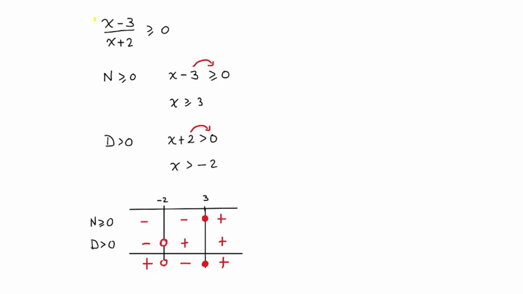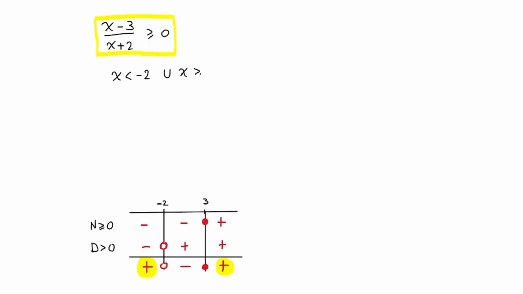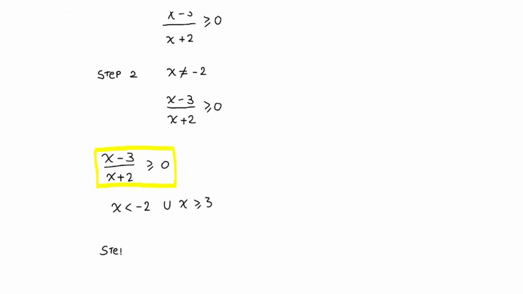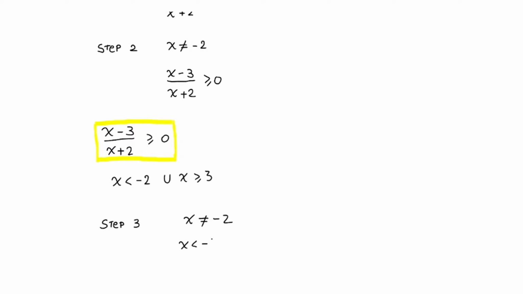Now we go back to the original inequality. We are looking for where the fraction is greater than or equal to 0. So we take the intervals where the fraction is positive, that is, x less than -2 or x greater than or equal to 3. Now we go back to the domain. We had x not equal to -2 and x less than -2 or x greater than or equal to 3.